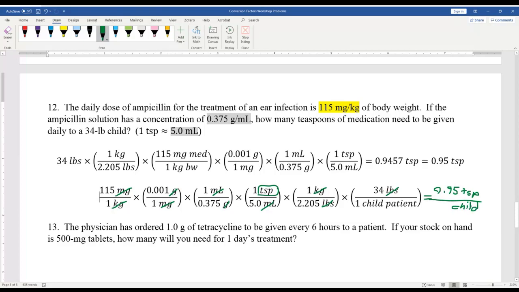That just feels a little weird to me, which is why I like this. But it can be done starting with the 115. You just kind of got to take into account that the child's weight is 34 pounds. Does that make sense? Cool. Awesome.